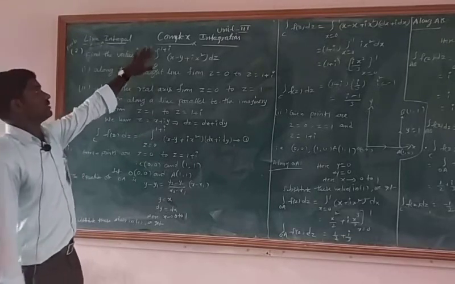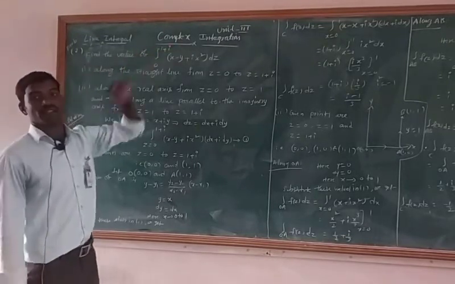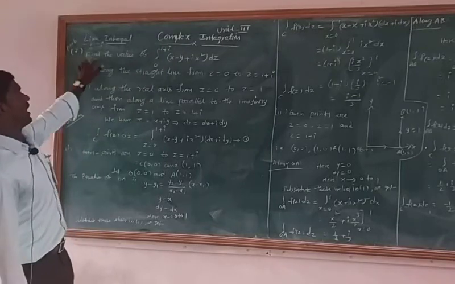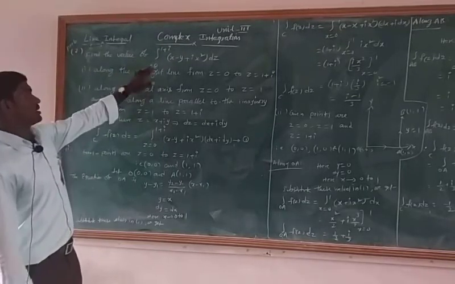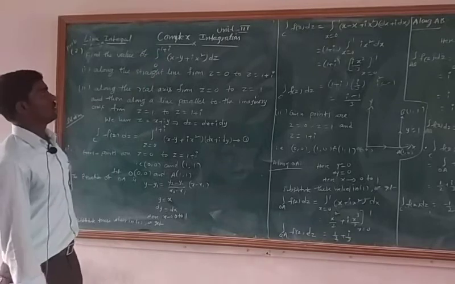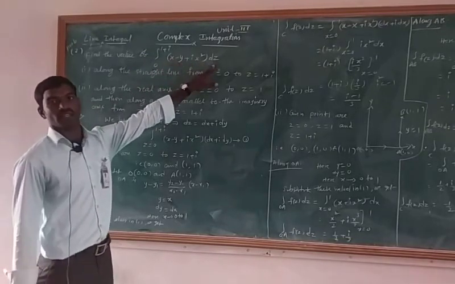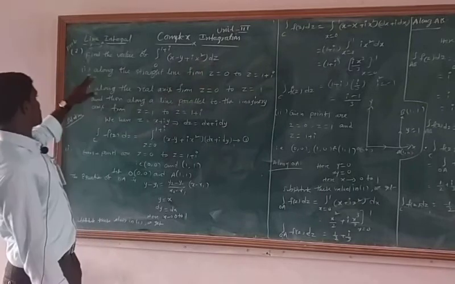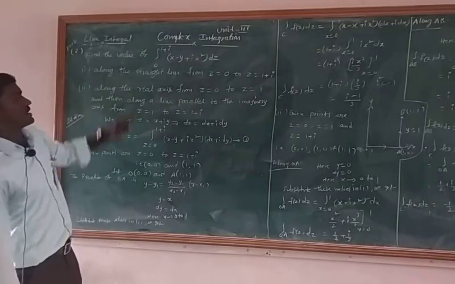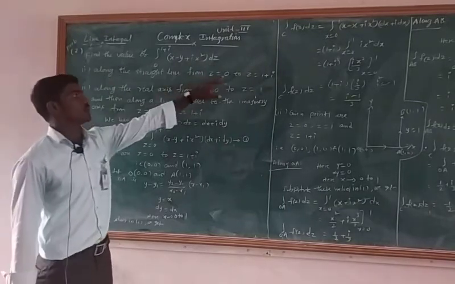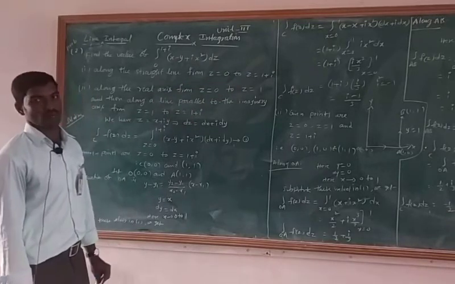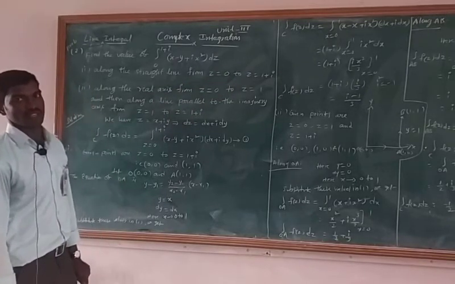Let me explain the second problem in complex integration. That is, find the value of integral from 0 to 1 plus i of (x minus y plus i x square) dz. First condition is along the straight line from z equals 0 to z equals 1 plus i. That is the one case.